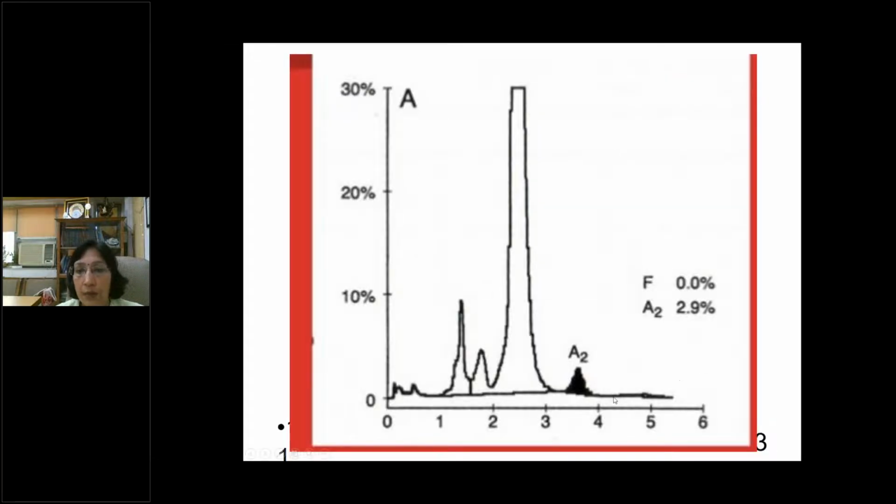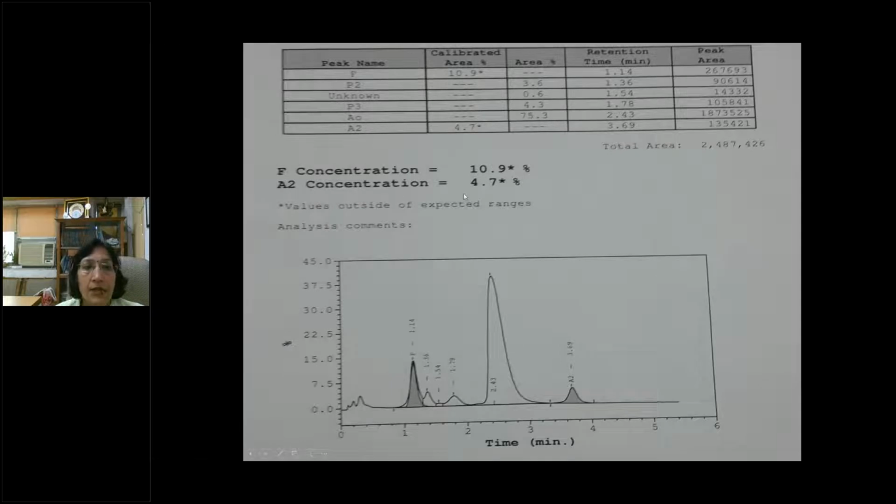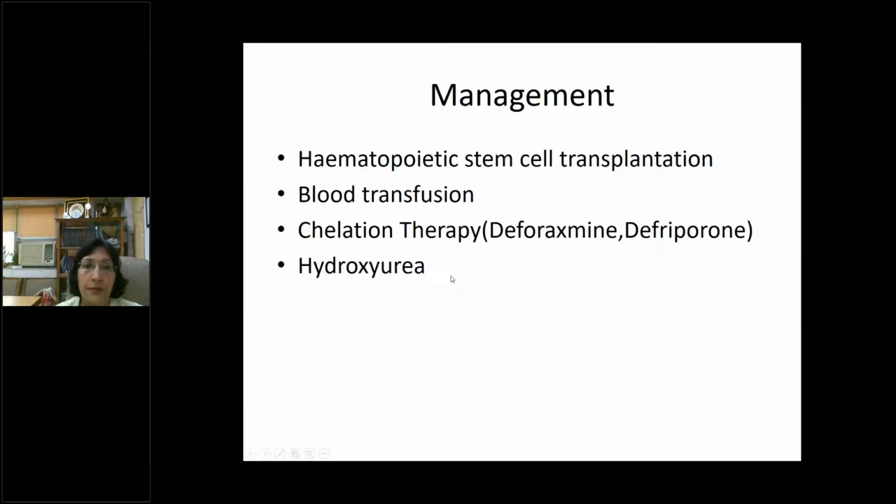This is the graphical presentation of thalassemia minor, in which you can see the HbA2 peak is increased. This is the HbA2 peak increase, and HbF is increased. This is the typical graph you will see in patients of thalassemia.